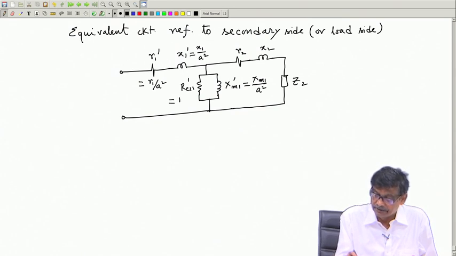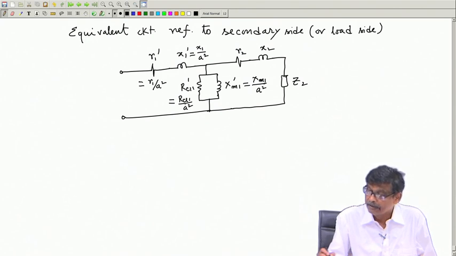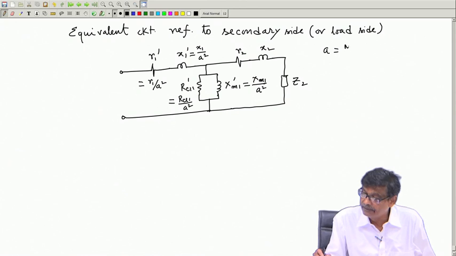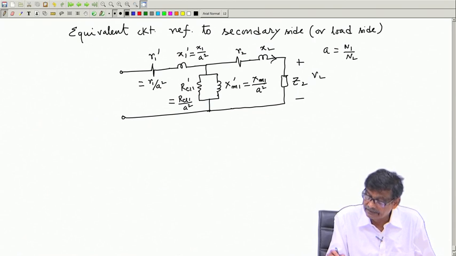And what is this one? RCL 1 by S square. What is A? A is N 1 by N 2. What is this voltage? V 2. What is this current? I 2.